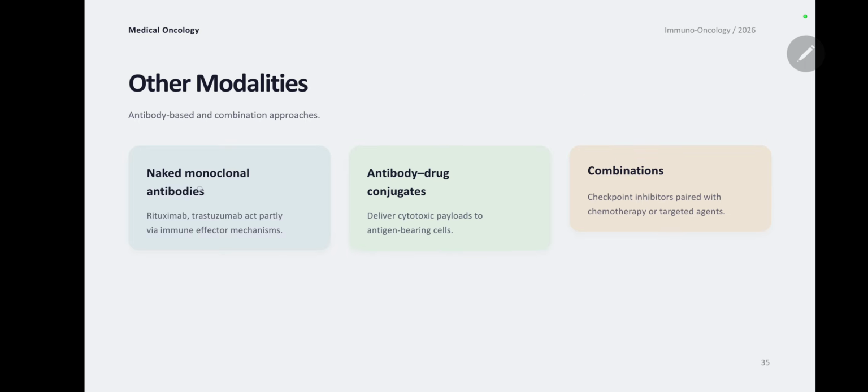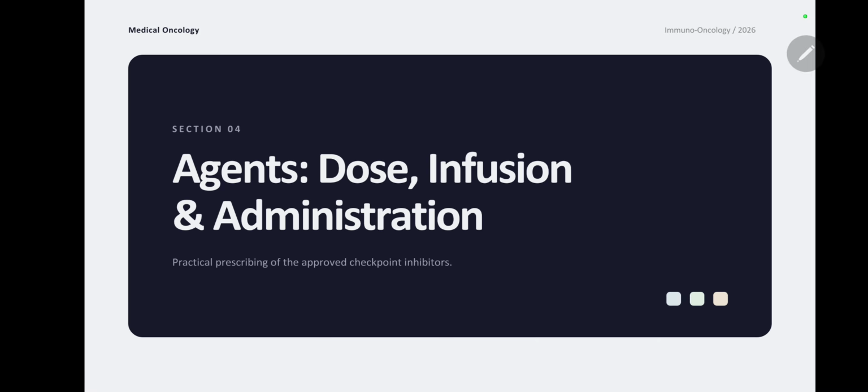The other modality is naked monoclonal antibodies like rituximab and trastuzumab, which are used, and antibody drug conjugates like TDM1 and some other combined therapies. So what is the agent, what is the dose, what is the infusion, what is the administration? This section is only a reading section.